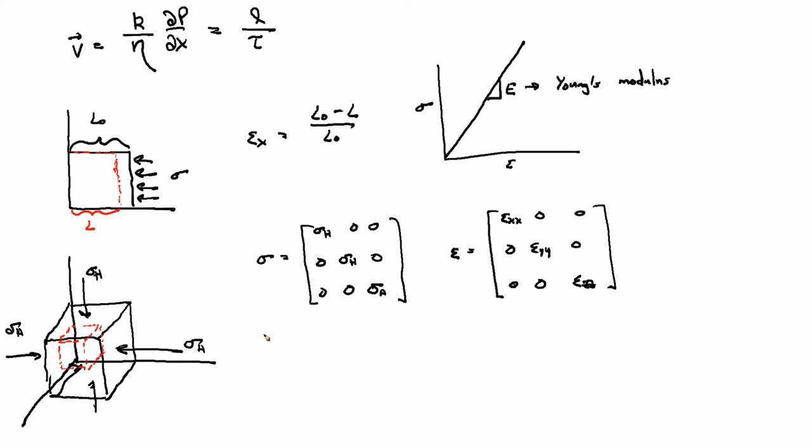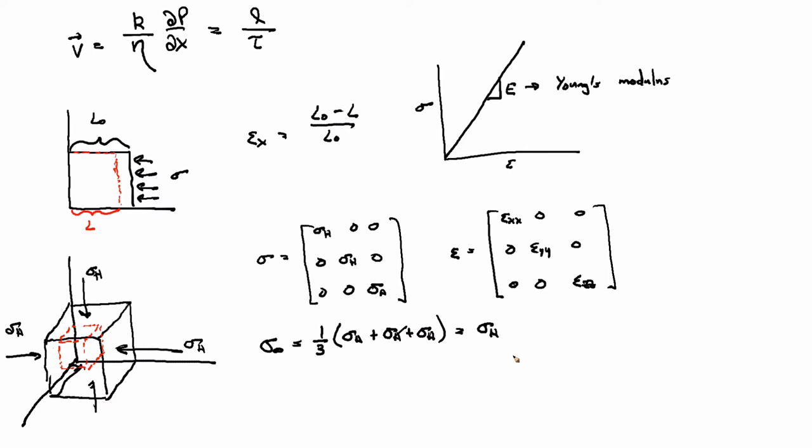And so if I wanted to define an average stress, I could say that that's one-third an average hydrostatic stress, right? So this is only hydrostatic. I'm only squeezing normally on all sides. There's no shear stresses, right? So the average hydrostatic stress would be one-third times the trace, or the sum of the diagonal, right? So in this case, sigma H plus sigma H plus sigma H, and that would be, of course, equal to sigma H.